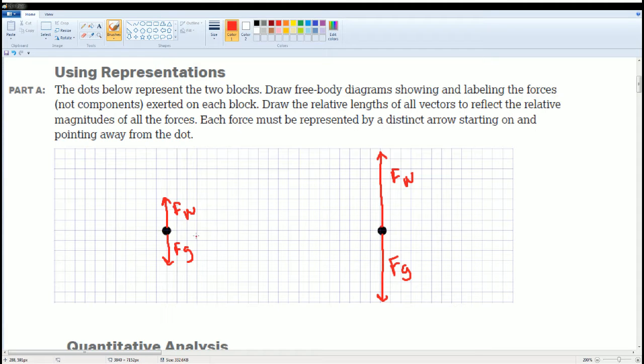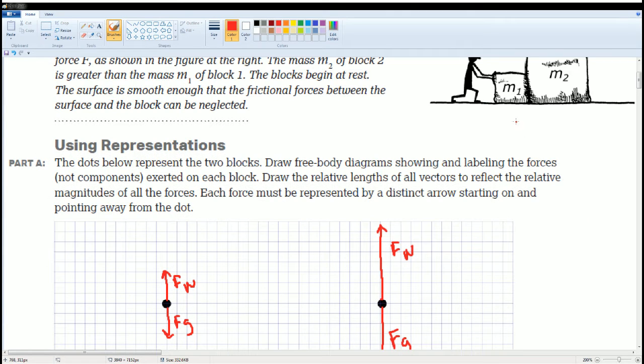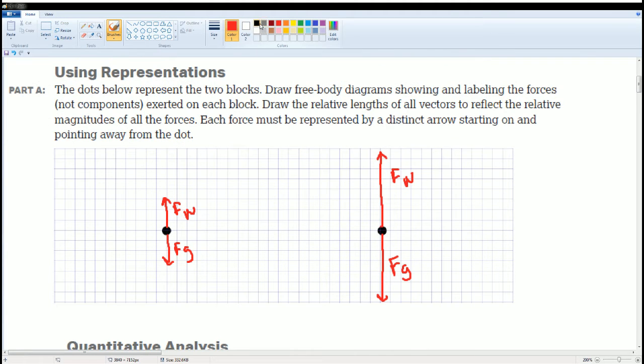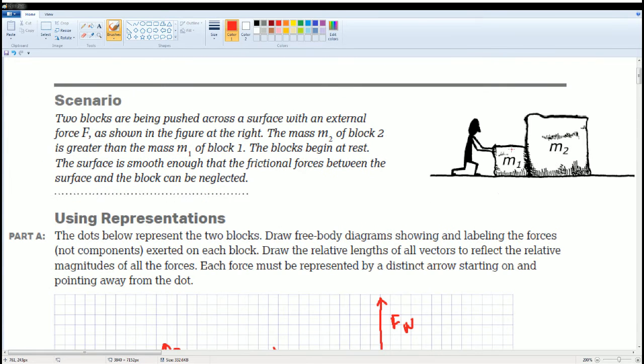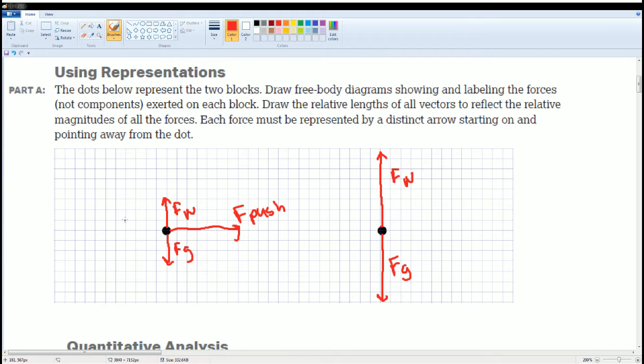If we look at the smaller object, we can see that the person is pushing M1, so you can describe that as the F push, and he's pushing it to the right. The opposite of it is not force of friction, but due to Newton's third law, there's an equal and opposite force on that. So what is being pushed back on M1? It is M2 that is pushing back. So we can say the force that is pushing back is the force of 2 on 1.